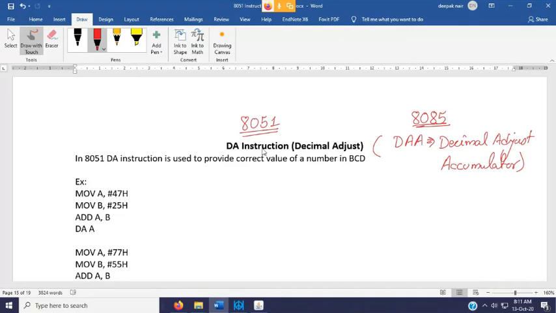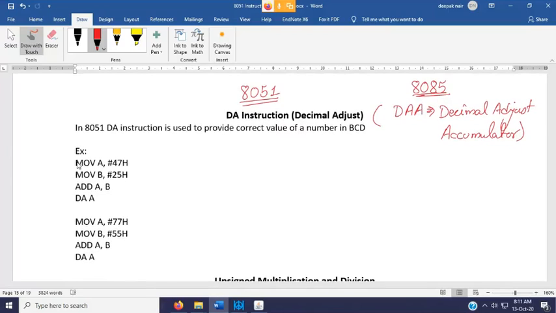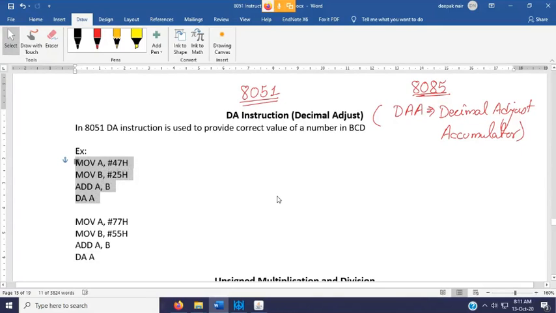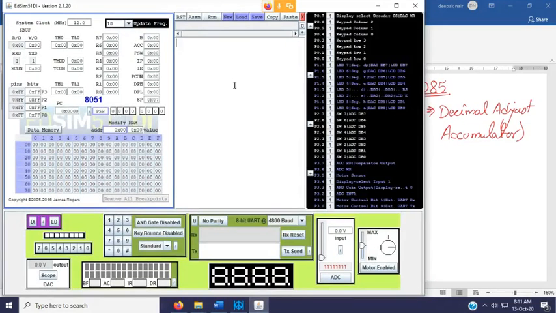Now DA, this instruction allows you to convert a particular number to its equivalent BCD number. It automatically adds the number 6 to that number and converts it into BCD. So you don't have to make a special condition to add 6 to all the numbers. For example, let us look at a simple example. Here we are adding two numbers which are hexadecimal in nature.